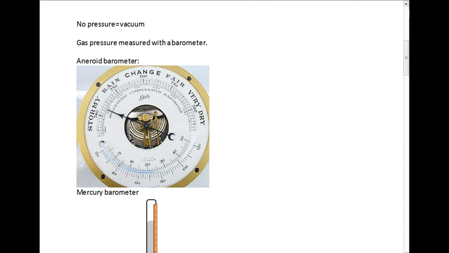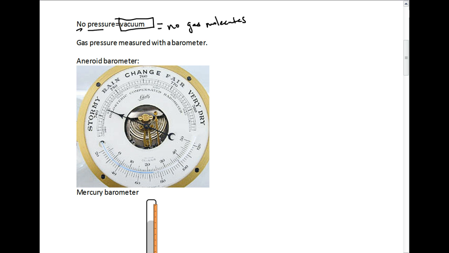Now, we do need to mention that there is an idea called a vacuum, and this is a place where there's no pressure. Now, no pressure can be for two different reasons. One is you don't have any gas molecules. If we can remove all the gas molecules from inside a vessel, we won't have any pressure in there, and we'll call that a vacuum.